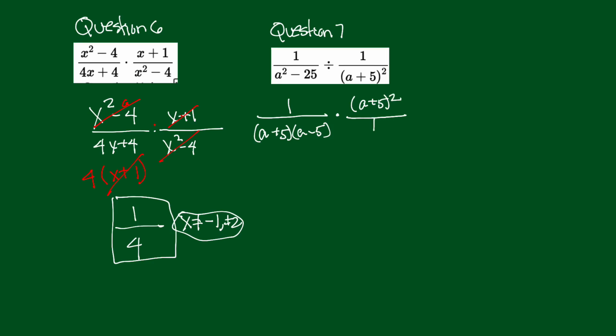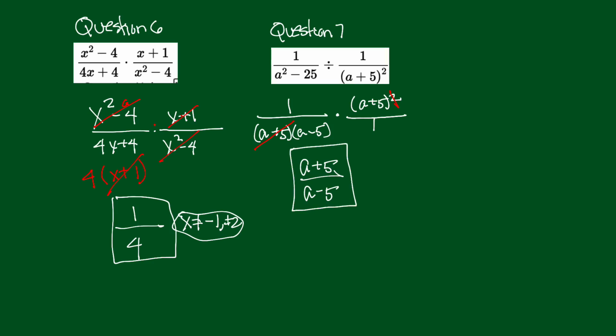And now what I've got is some cancellation, right? That a plus 5 on the bottom left will cancel one of these on the top right. So this one down here will cancel with one of those two up here. Now what's left? On the top is this a plus 5 times 1. So it's just an a plus 5 on the top. And on the bottom, what do we have? I got a 1 times a 1 times an a minus 5. So just an a minus 5 in that denominator.